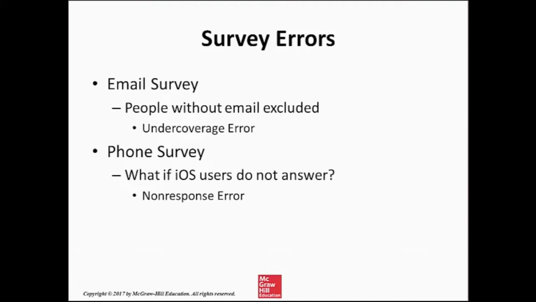If we take an email survey, we automatically exclude people without email. This could be an undercoverage error for a survey where we're talking about television networks, but it might be okay for a survey where we're trying to reach computer users. In a phone survey, maybe part of the population won't answer the phone. For example, if iOS users don't like to use voice, but they use text and don't answer, this will lead to non-response errors in our survey.